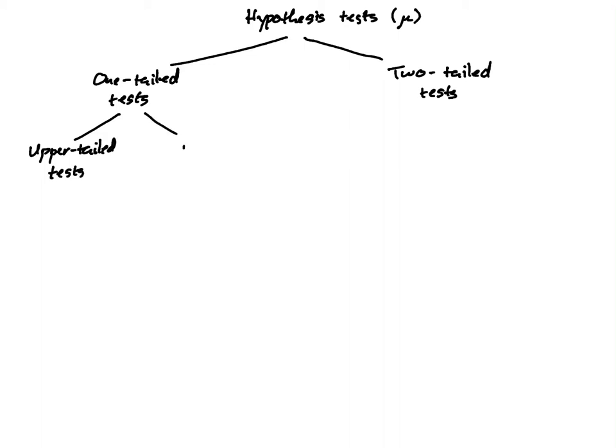and then we have lower tail tests. Okay. Now for upper tail tests, the null and the alternative hypotheses look like this. Okay, so the null is where mu is less than or equal to a hypothesized value mu sub 0, and the alternative is one where mu is greater than that hypothesized value.